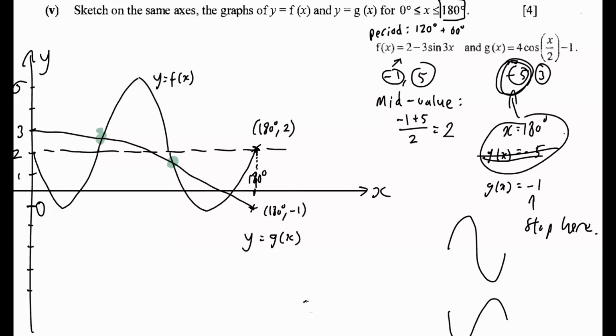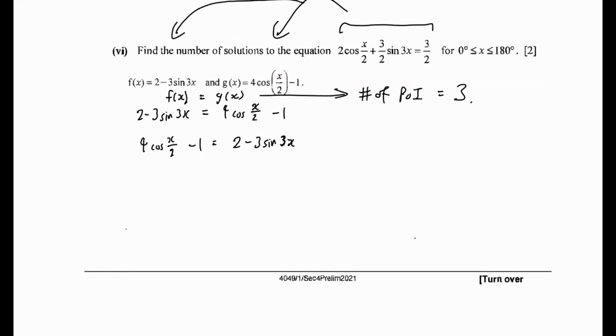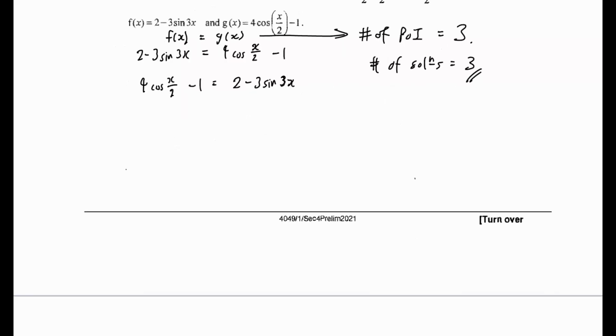Okay, something like that. Okay, 3 different points. Yeah, so that's an answer to this question. Number of points of intersection equals 3. Therefore, number of solutions is also equal to 3. Good. Okay, next one.